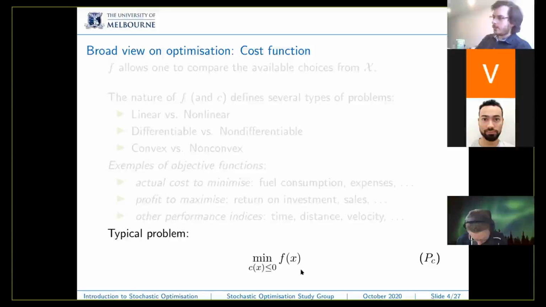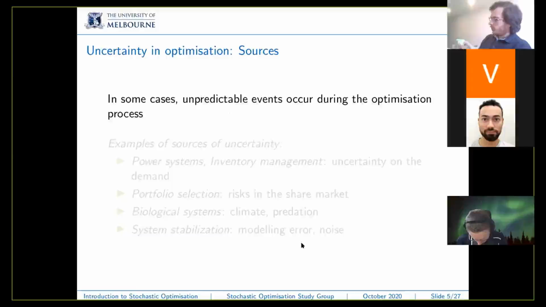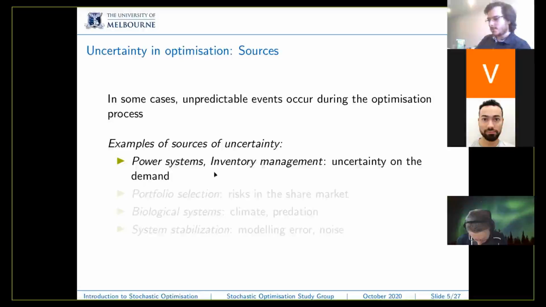One of the main points of today's talk is to understand what happens when you might encounter unpredictable events during your optimization process. So why do we care about this? Well, it is because in some applications, and actually many of them, you might have such uncertain, unpredictable events. So if you work in power systems or inventory management or any kind of system that needs to deal with demand, an exterior demand, well, usually you don't know it beforehand, so you have uncertainty on it.